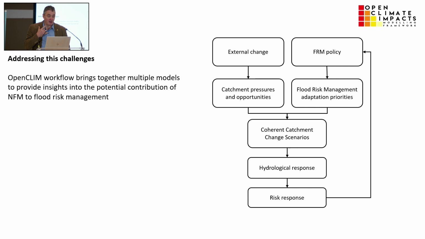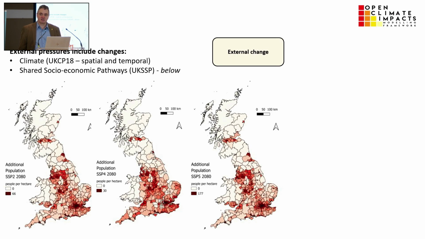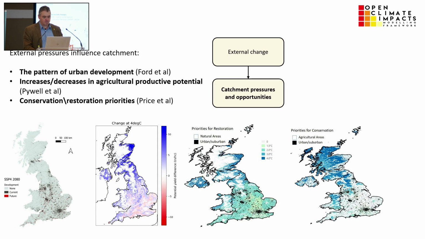So I'll just say a little bit now about how we've approached it. This is the general workflow that echoes the one that Robert showed earlier in general terms, and we're trying to bring these models together to say something new about natural flood management. And I'll just illustrate some of those external pressures that the catchment is facing. We've already heard that the SSPs translate to quite a strong variation in development as well as climate change. And these are some of the maps we saw earlier about the development changes.